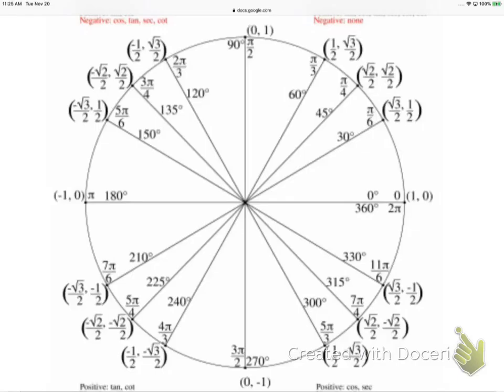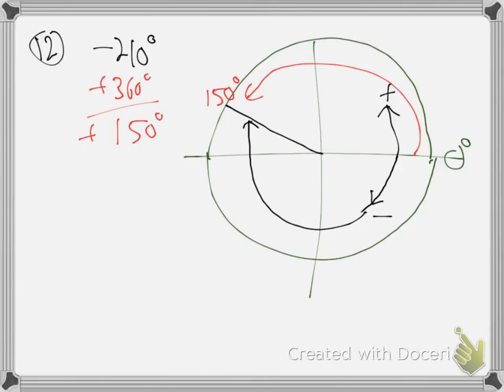Once you get your angle, it's cake, right? Just go to the unit circle, go to 150 right there, and you can get cosine, sine, and all the rest. We good with that? Yeah. All right.